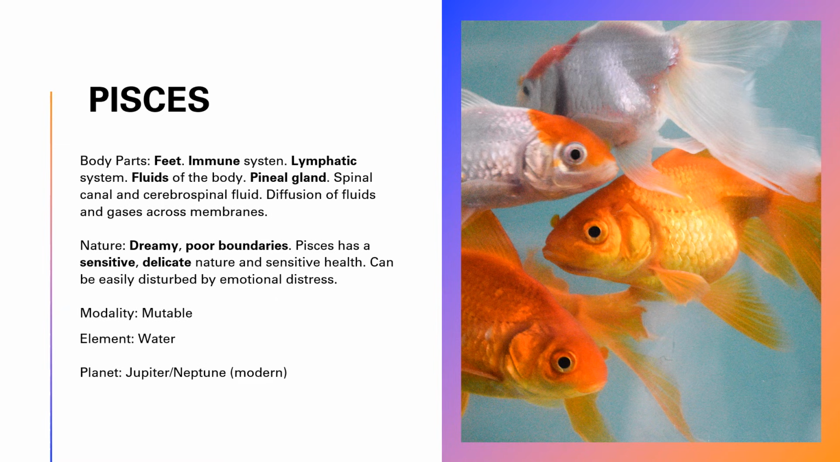They are super easily disturbed by emotional distress, whereas the other water signs also have a deep resonance with their emotions. Pisces are even more prone to being disturbed by emotional distress. And when you think of fish, a school of fish in the water, if you just put your hand in the water, they will scatter. If their waters are disturbed, they will disappear.